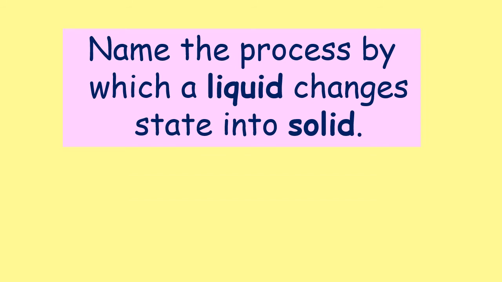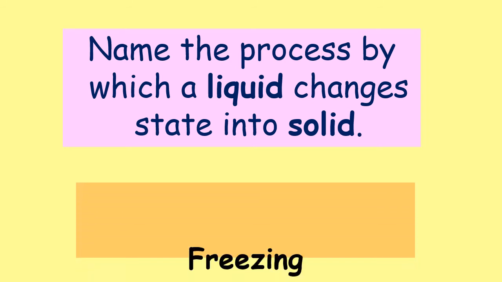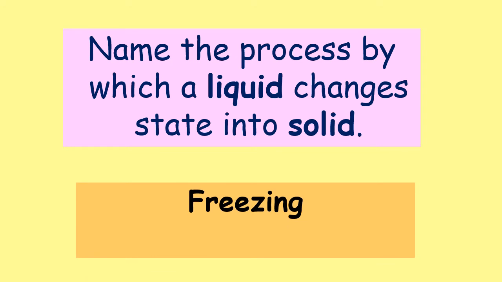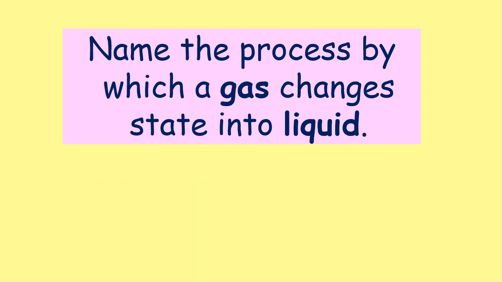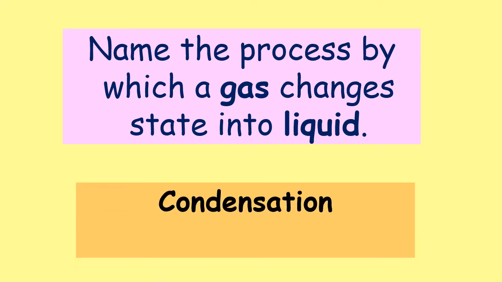Now, what is the name of the process by which a liquid changes into a solid? A liquid turning into a solid this time. Okay, that one is freezing. When a liquid turns into a solid, we call it freezing. What is the name of the process of a gas turning into a liquid? That one is condensation or condensing.